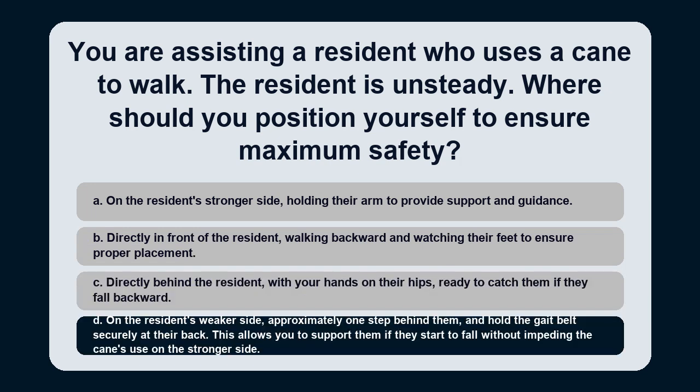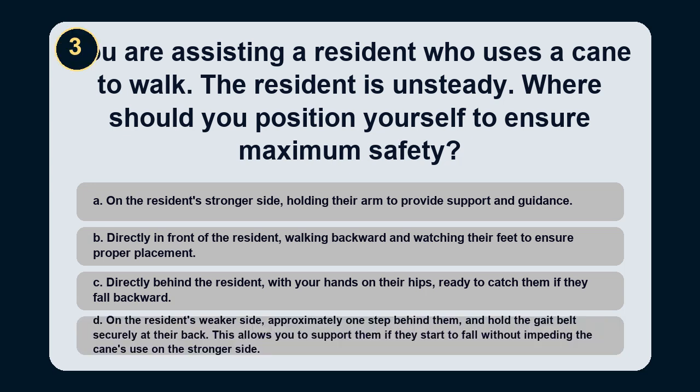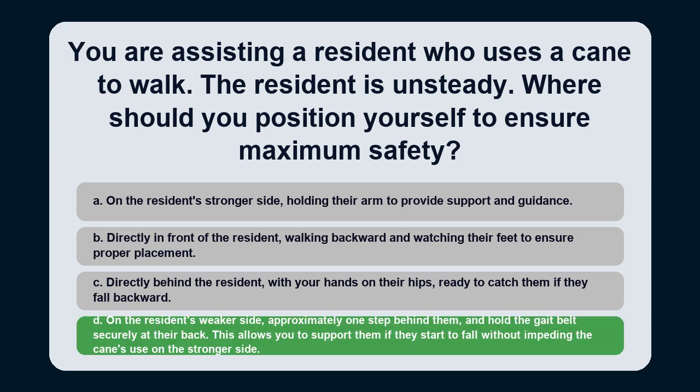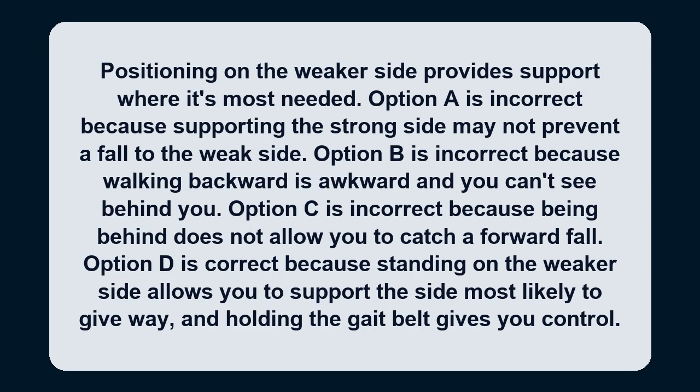Option D, on the resident's weaker side, approximately 1 step behind them, and hold the gait belt securely at their back. This allows you to support them if they start to fall without impeding the cane's use on the stronger side. The answer is D. Positioning on the weaker side provides support where it's most needed.